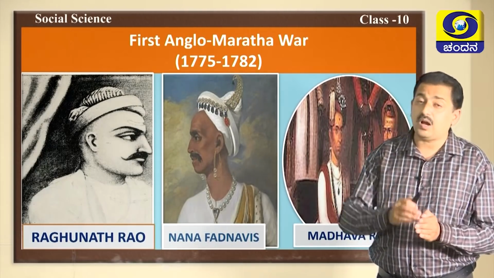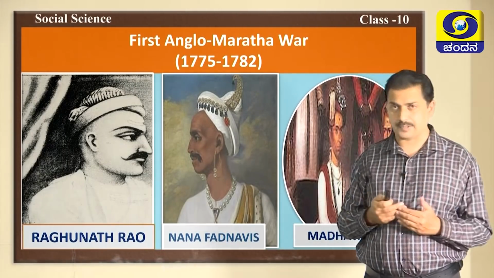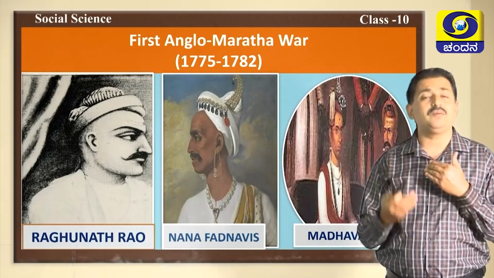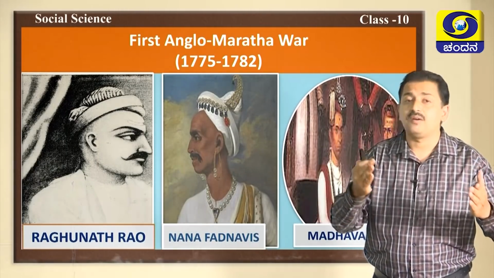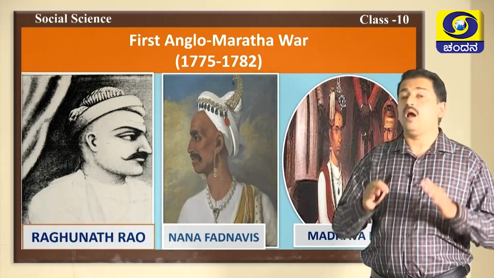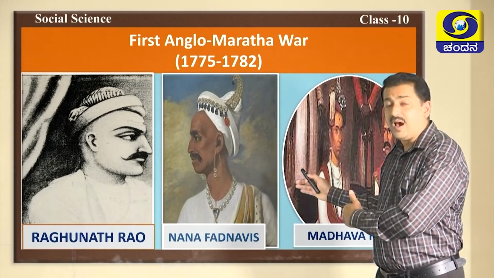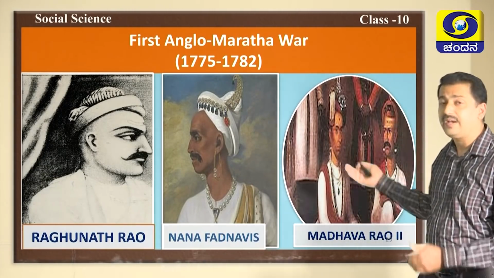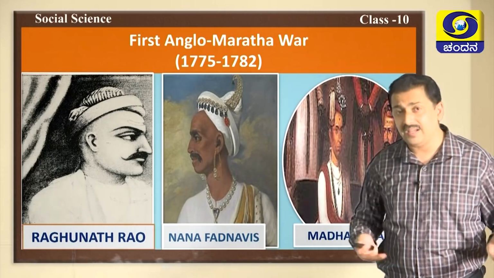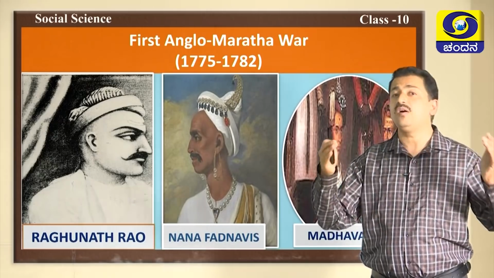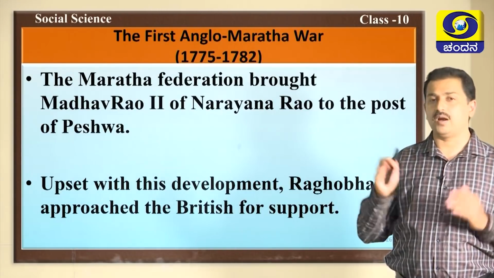Therefore, Raghunatha Rao went to Bombay and sought the support of the British. He signed an agreement with the British. With the support of the British, he declared war against the Maratha families. All the Maratha leaders appointed the son of Narayana Rao, Madhavarao II, as the Peshwa, and faced Raghunatha Rao and the English in the First Anglo-Maratha War. This is called the First Anglo-Maratha War.